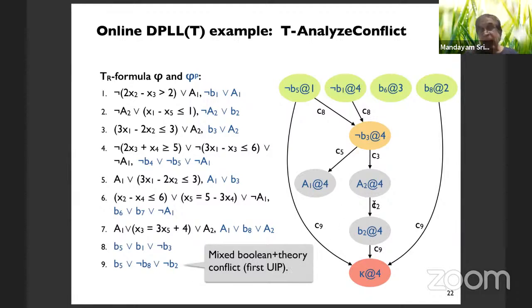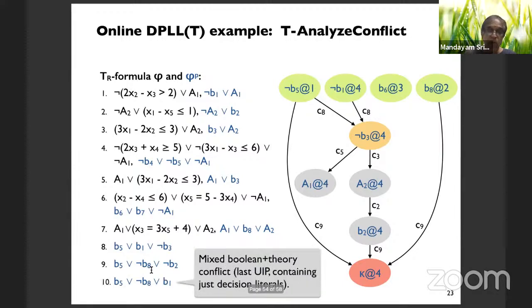Now here, which conflict clause to add? You could analyze this as before in CDCL, by using implication graphs. And if you pick the conflict clause that has the first UIP, that is the UIP, unique implication point, closest to the conflict, this is what you will need to add.